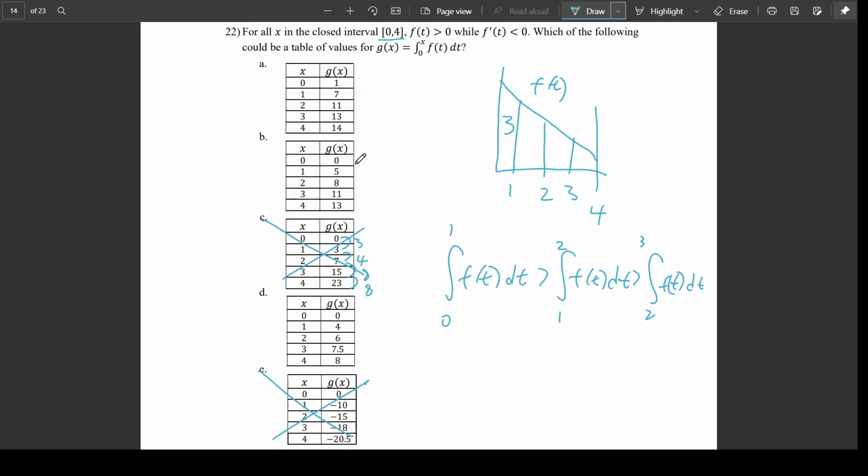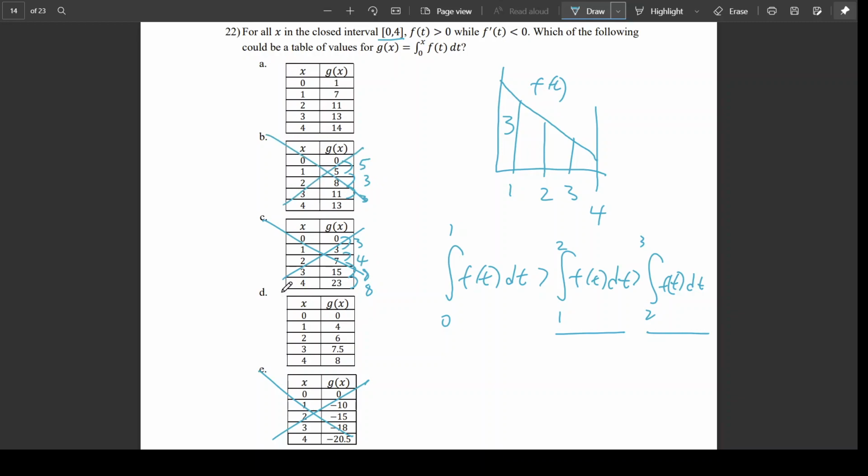Now we're down to A, B, and D. If we look at B, notice that here it goes up by 5, here it goes up by 3, and we're thinking, this must be right. But if we look from 8 to 11, it again only goes up by 3. We said that the integral from 1 to 2 should be greater than the integral from 2 to 3, but these are equal. This one isn't greater, so I can eliminate B as well.